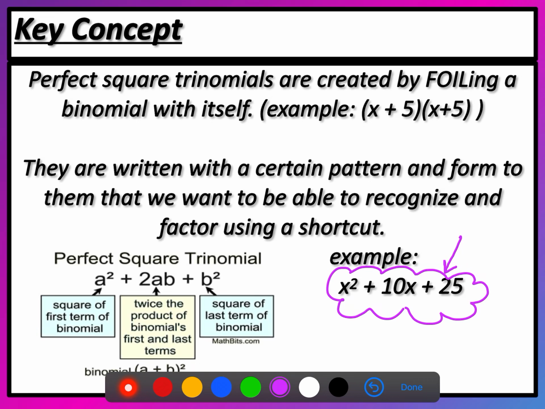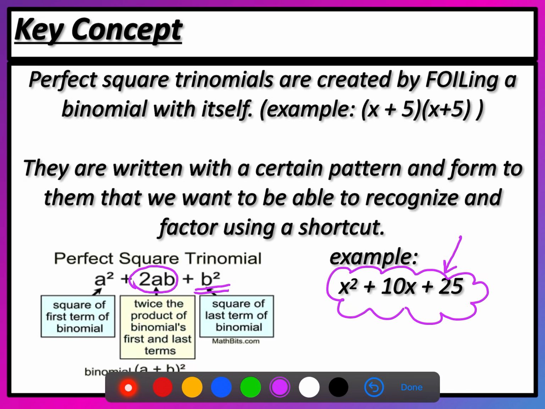Well, what makes it a perfect square trinomial? The last term is a perfect square, 25. That has to happen. The middle term has to be twice the square root of the last term.